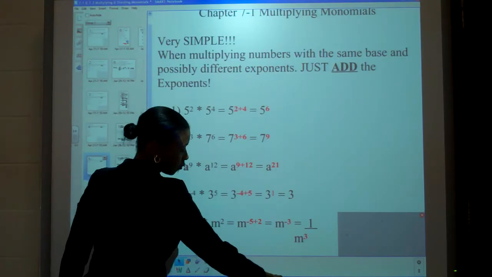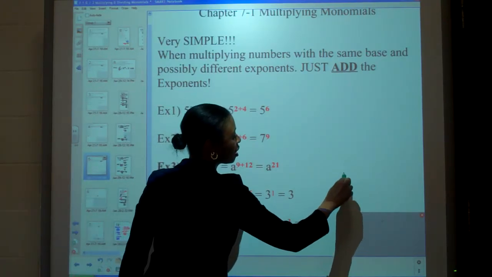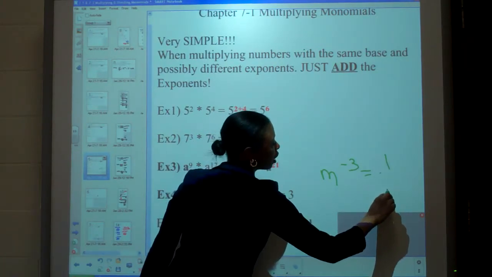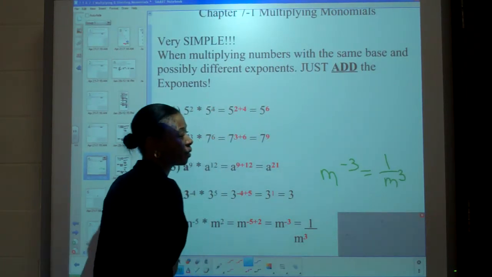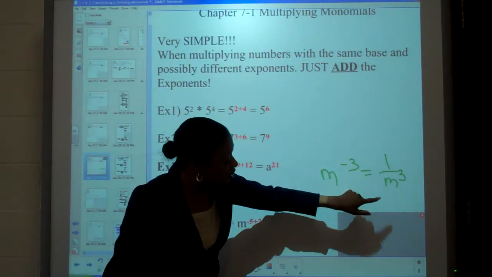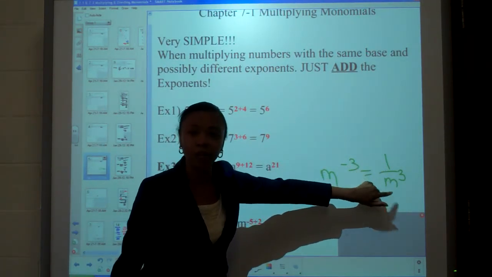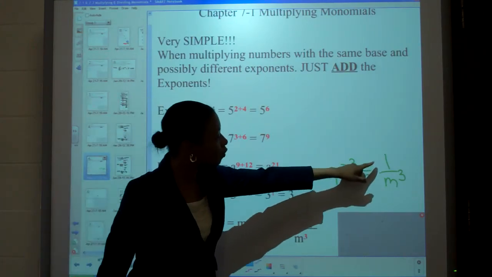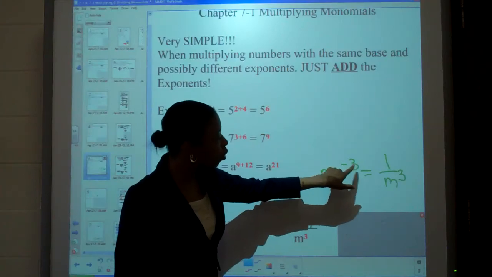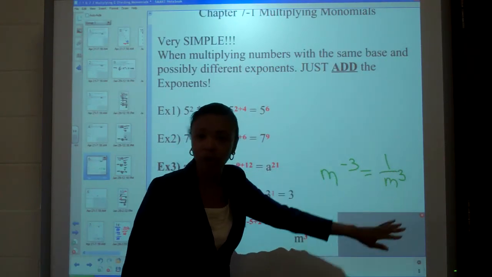Let me write it over here for you. That's going to be m to the negative 3rd equals 1 over m to the 3rd power. So we move this negative 3 to the denominator. It's going to be 1 over m cubed. So whenever we have a negative exponent, we're going to put it in the denominator. 1 over whatever it is.